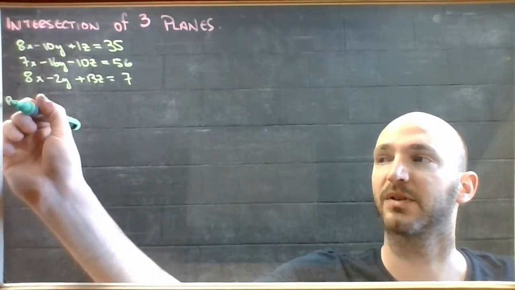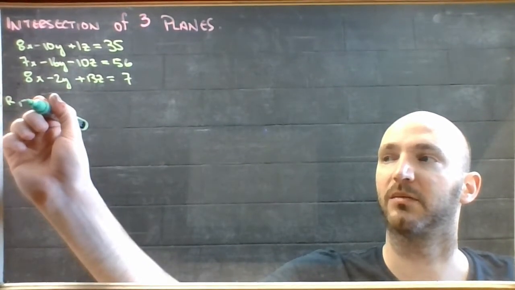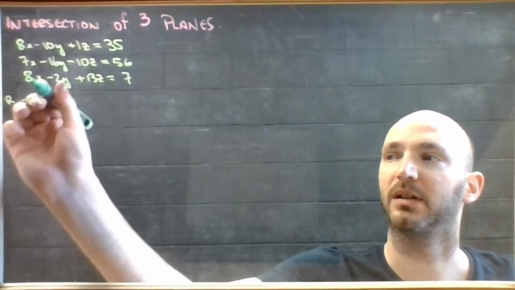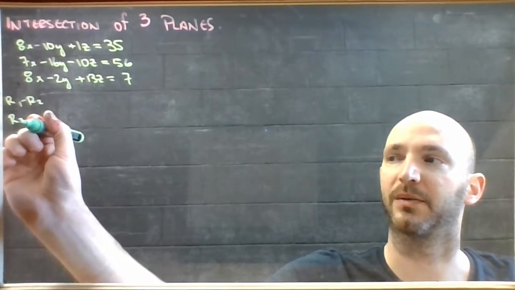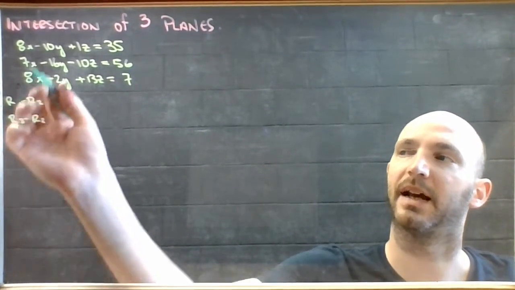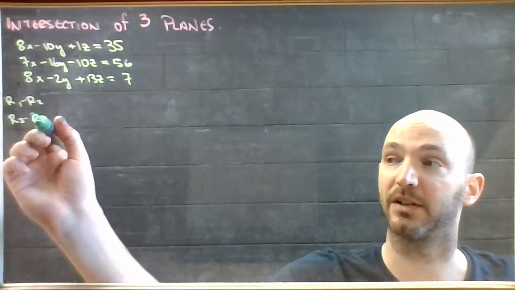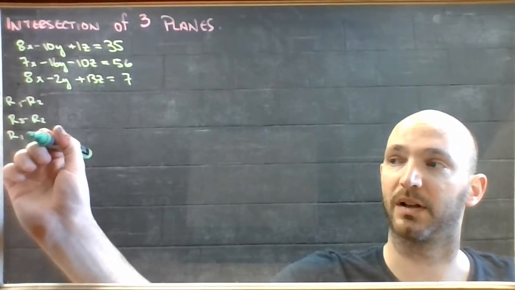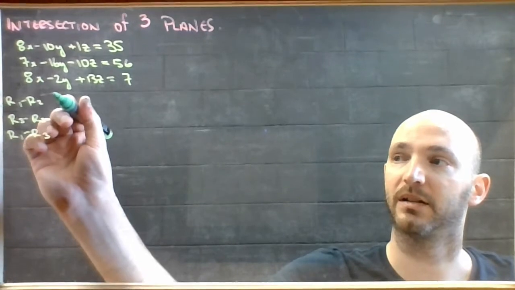So in my first row of the matrix, I'm going to do R1 minus R2. In the second row, I'm going to do R3 minus R2. And then an 8 minus an 8 will eliminate each other nicely. So I'll do R1 subtract R3. Let's see what we get.